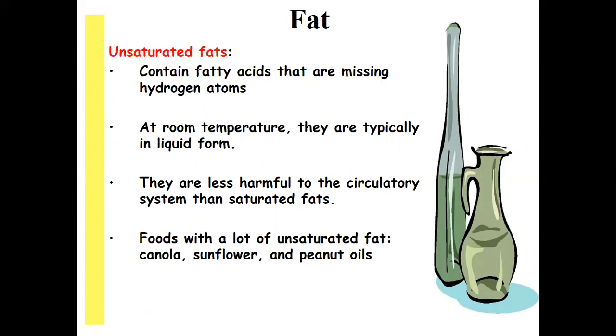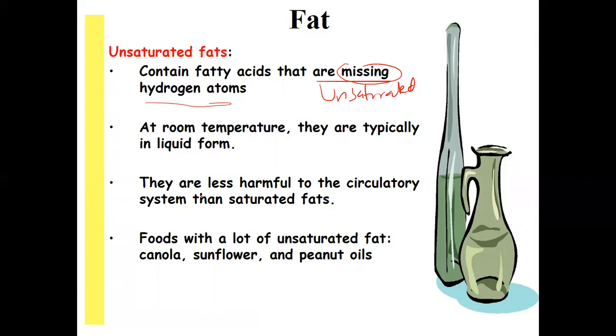Saturated and unsaturated fats contain fatty acids that differ in hydrogens. When you say something is saturated, the meaning is it has all of the hydrogen atoms in it. But when it's unsaturated, the meaning is it's got some missing hydrogen atoms in it. So that's the reason it is unsaturated. At room temperature, they are typically in a liquid form.